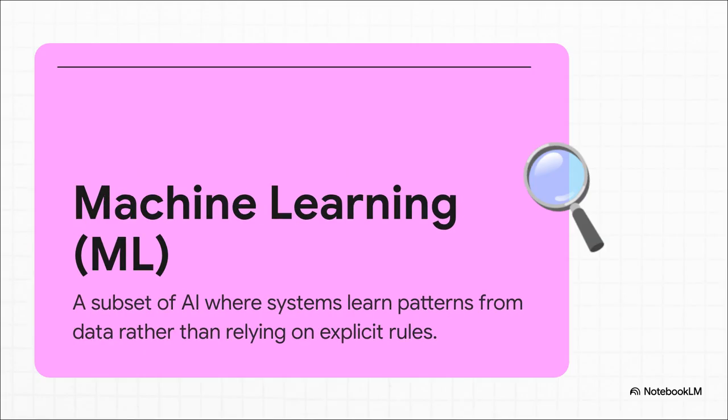Now, tucked inside that big AI umbrella is machine learning, and this is a total game changer. Because instead of trying to write a million if-then rules to get a computer to do something, we just give it a ton of data and let it figure out the patterns all by itself. It actually learns from experience, kind of like we do.